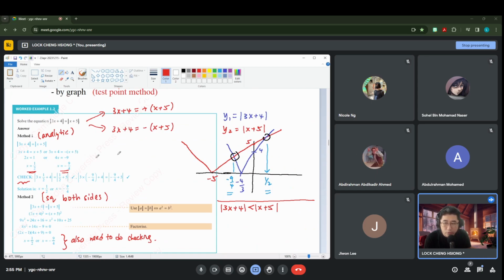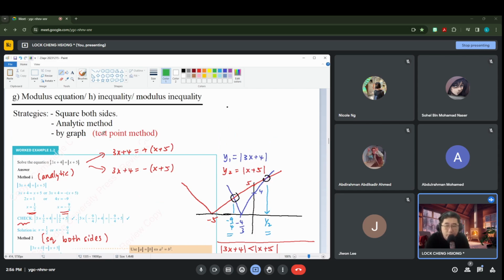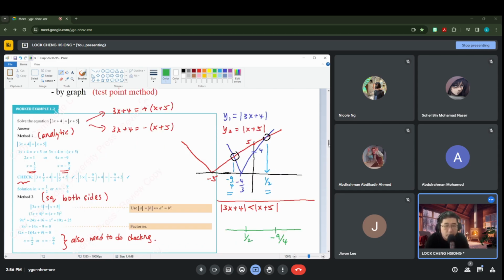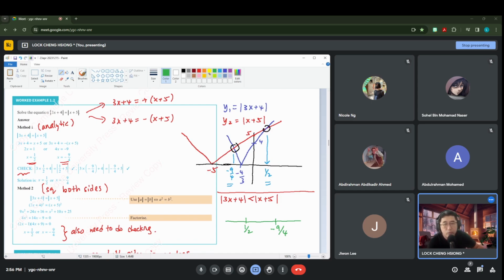Back to this question. This one has no denominator. How are we going to solve this question? We already know the answers are half and negative 9 over 4. So I draw a number line for half and negative 9 over 4. This is the time we can use the test point method. Sorry, I drew the numbers on the wrong sides. The half should be on the right. The negative 9 over 4 should be on the left.